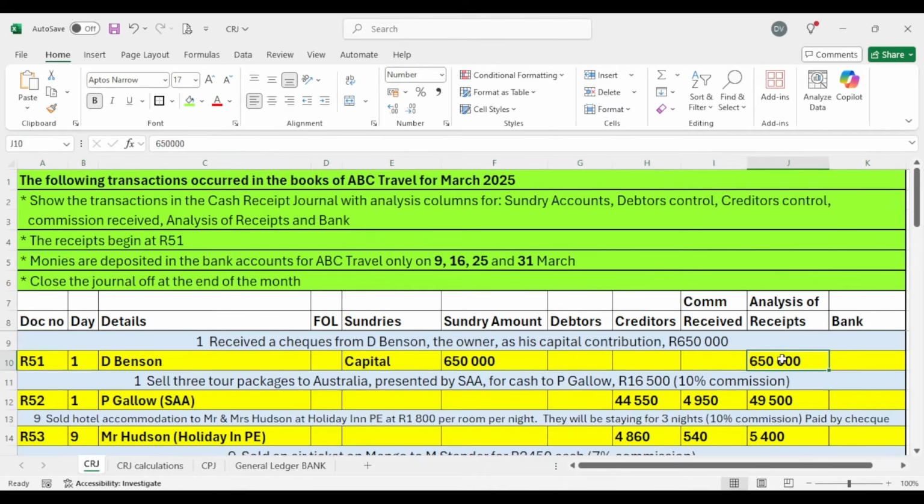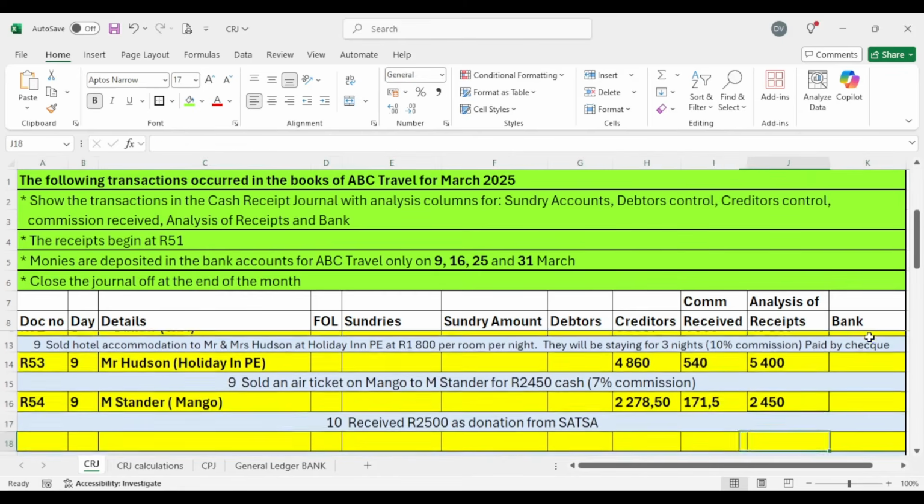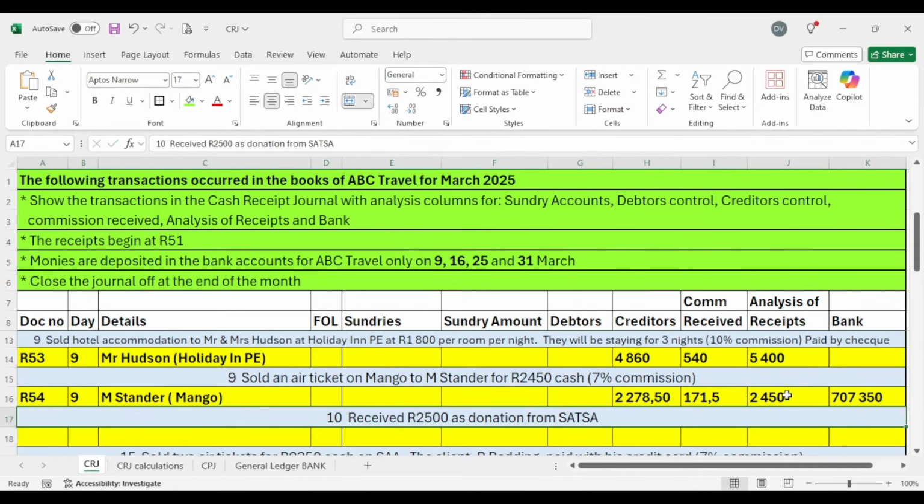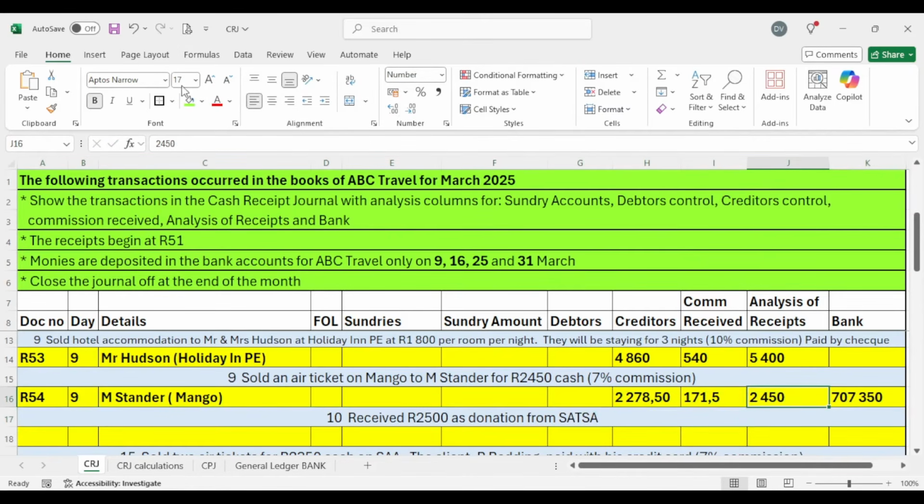So it means we're going to take 650,000 plus 49,500 plus your 5,400 plus your 2,450, and the total goes to the bank, the total being 707,350. What's important is that you add this double line underneath the last value that you've added up.